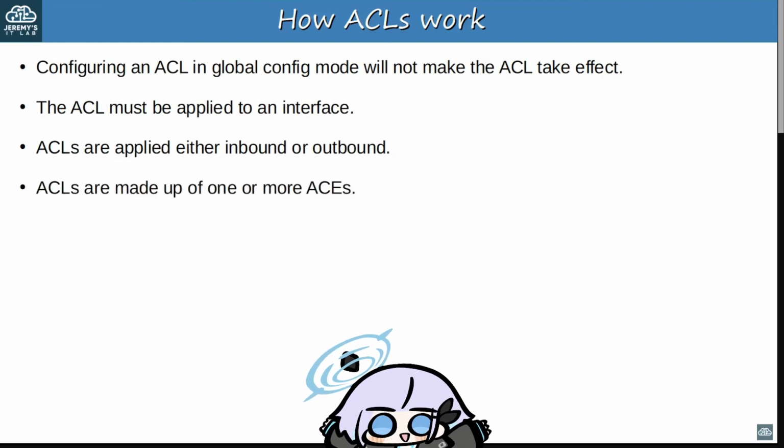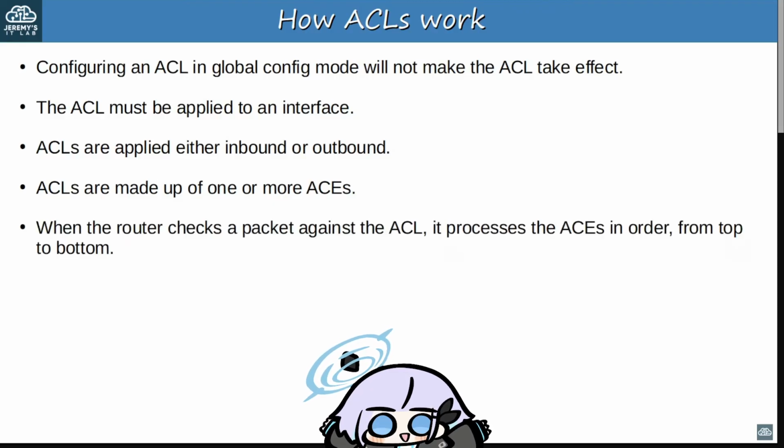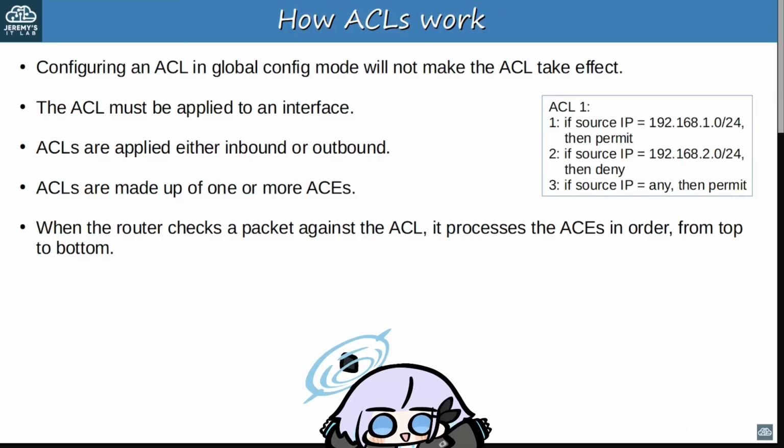ACLs are made up of one or more ACEs, access control entries. When the router checks a packet against the ACL, it processes the ACEs in order, from top to bottom. For example, here in ACL 1, the router will check if the packet source is in 192.168.1.0/24. Then it will check if the packet source is in 192.168.2.0/24. And if it doesn't match either of those, it will permit it.